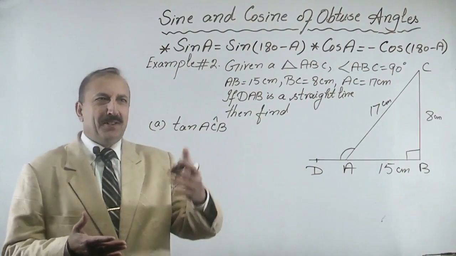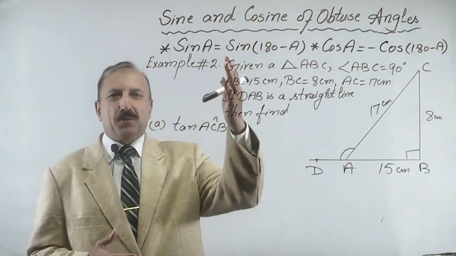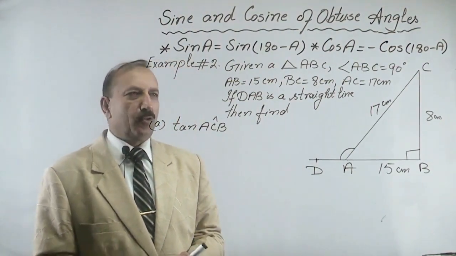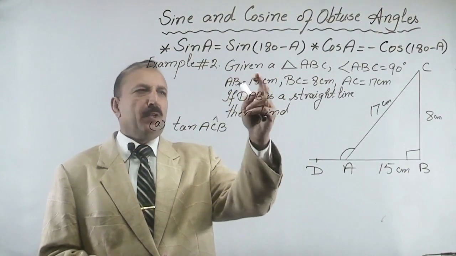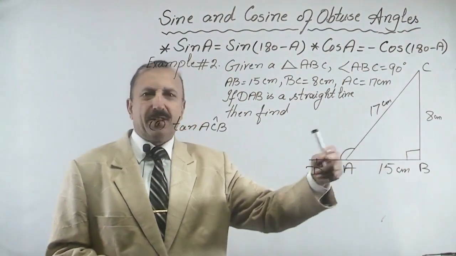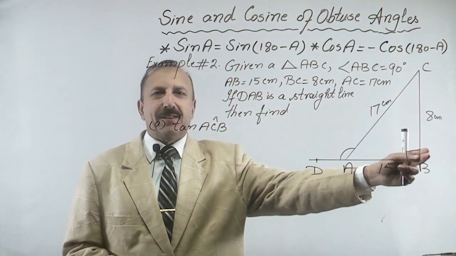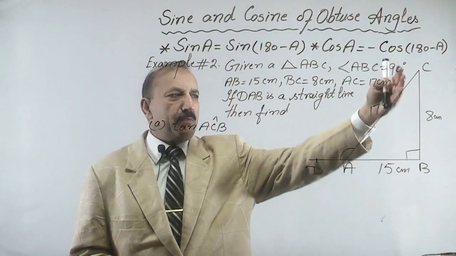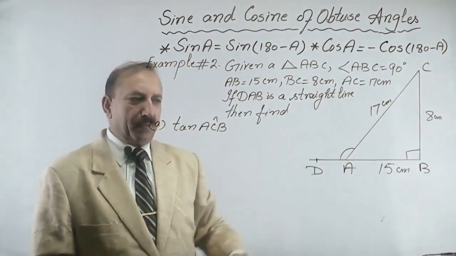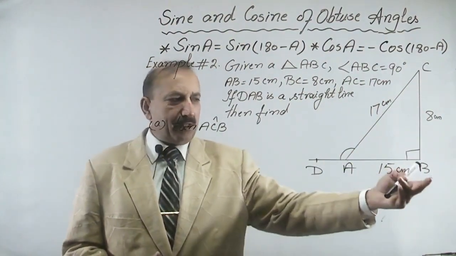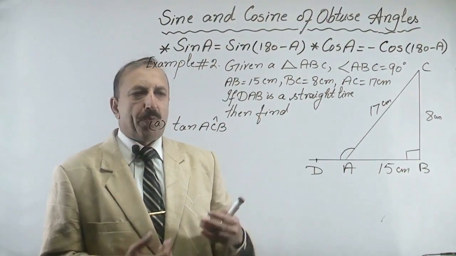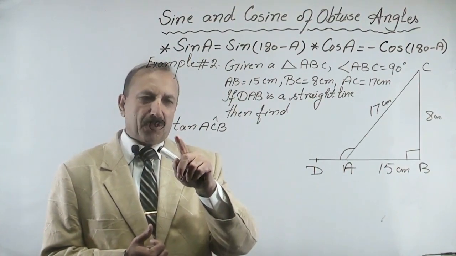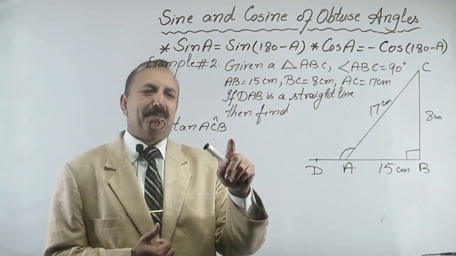Alright, my dear students, let's have example number 2 related to this concept of obtuse and acute angles of sine and cosine trigonometric ratios. Here is example number 2. We have given this right angle triangle ABC, in which the right angle is at point B, and these three measurements are given: AB is 15, BC is 8 and AC is 17 centimeters. There is a point D on the straight line BAD. Now the question is, we are supposed to find the value of part A, tangent of ACB.